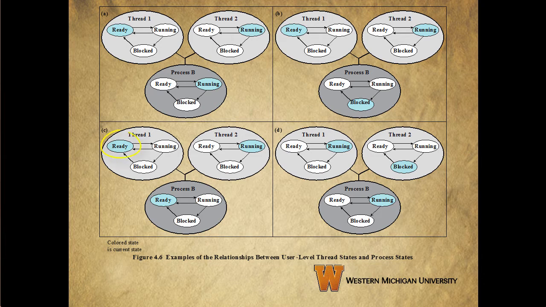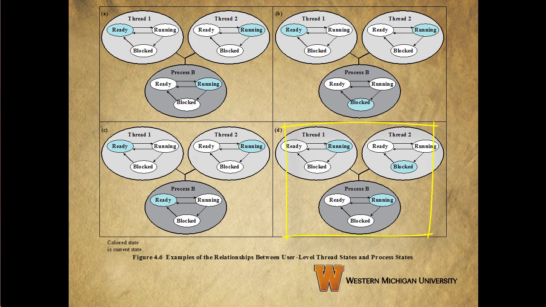Thread 1 just stays in the ready state. Thread 2 was in the running state when the kernel placed process B in the ready state, thus suspending process B. So just as in the last scenario, since it's not the thread itself that's blocked or being moved to the ready state, the thread can remain in the running state so that when process B goes back into the running state again, thread 2 is the thread within that process that's running.